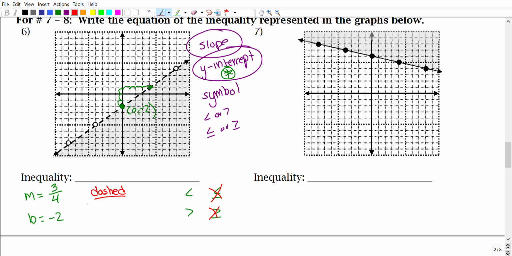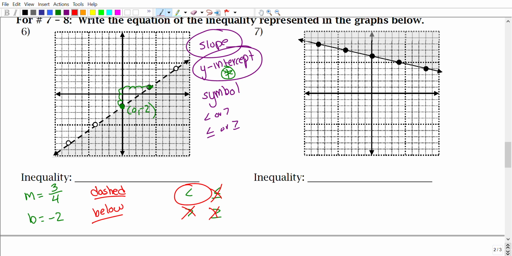Now, which way did we shade, above or below? We shaded below. Which one of these means below, less than or greater than? It would be less than. So this one is also out.